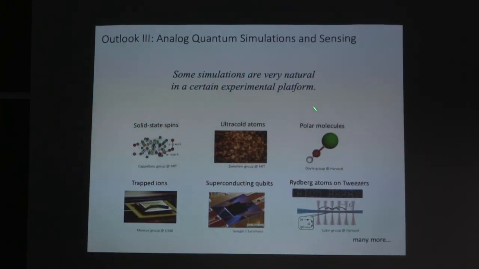The second idea is about analog quantum simulation and sensing. We talked about many different platforms. They all have pros and cons and different characteristics. But I would like to say a certain type of experiment is very naturally connected to a particular experimental platform.